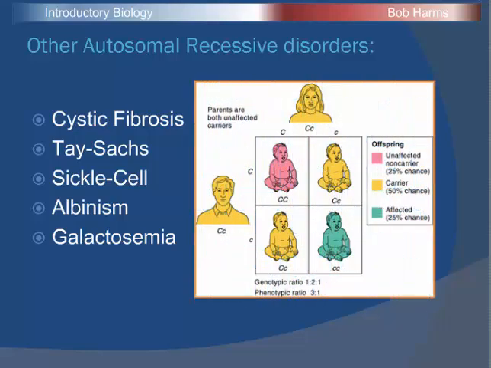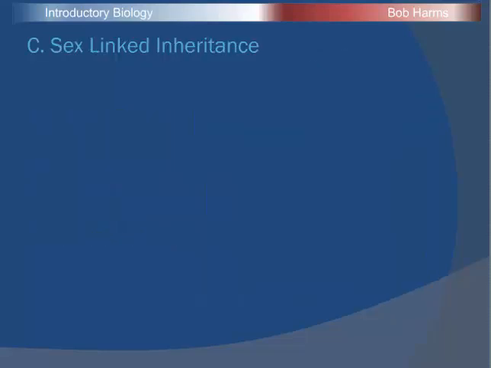And by far, our most common pattern of inheritance, again, is having two parents that are carriers and completely unaware that they're carriers most likely, and 1 out of 4 of their offspring have a chance then of having that recessive disorder. The last common inheritance pattern then is sex-linked.